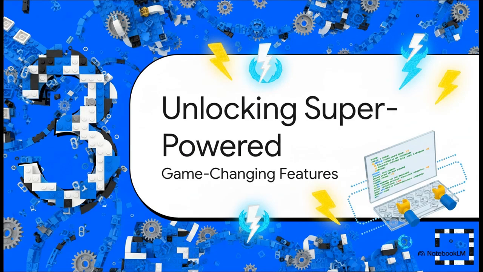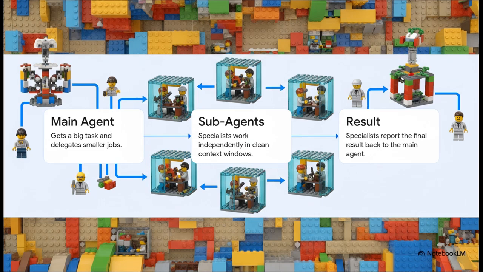Okay, part 3, unlocking the super-powered pieces. This is where things go from being just useful to being, well, genuinely game-changing. Let's get into the really powerful features. All right, imagine you give Claude a really big, complex task. Instead of trying to do everything at once, it can act like a manager and delegate smaller jobs to what are called subagents. Think of these as specialist builders. Each one gets a specific task, goes off into its own clean, quiet workspace to get it done, and then reports back. The quality and speed go way up because they aren't getting distracted by everything else going on.